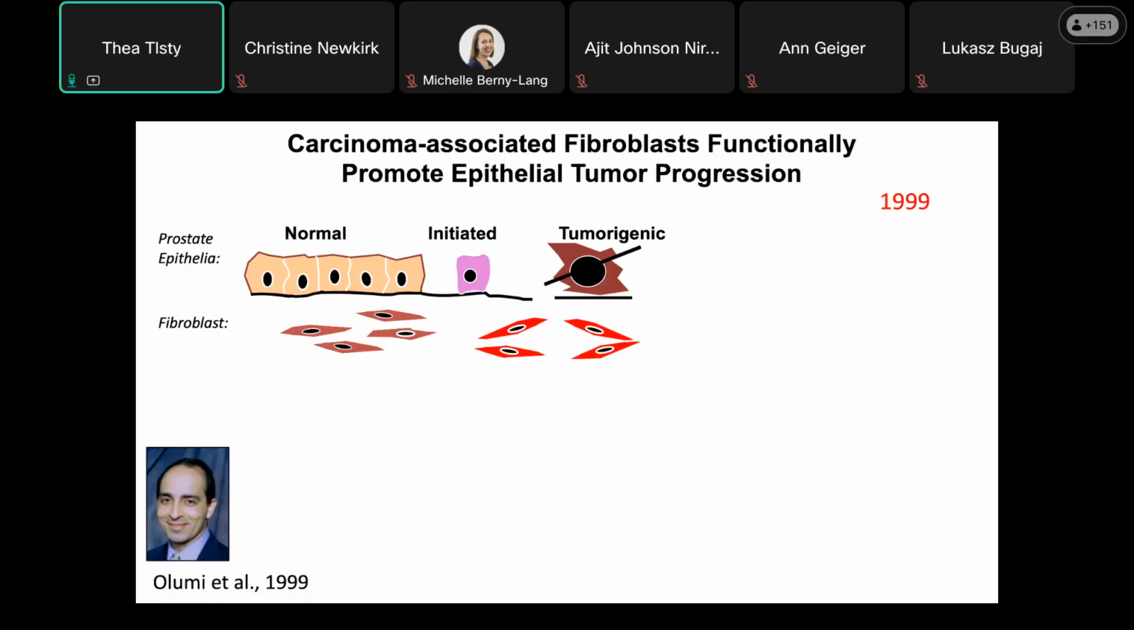And so what we did is we combined them in a pairwise fashion in a little bit of Matrigel, slipped it under the renal capsule of a mouse, and asked, is there any effect of the fibroblasts on the epithelial cells?